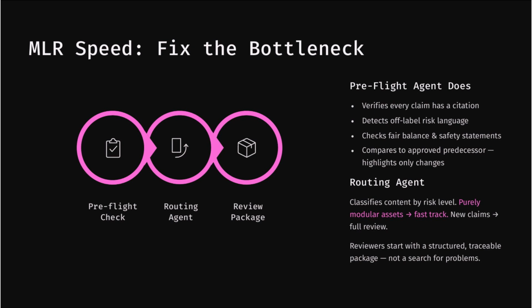It can pre-flight check content before it ever reaches reviewers. It can verify that every claim has a citation. It can detect off-label risk language based on predefined patterns and product labeling constraints. It can ensure fair balance placement for certain formats. It can check that safety statements are current. It can ensure that required disclaimers are present for the channel and market. It can compare a new piece to an approved predecessor and highlight only the changes.